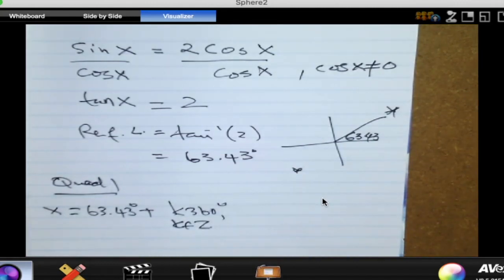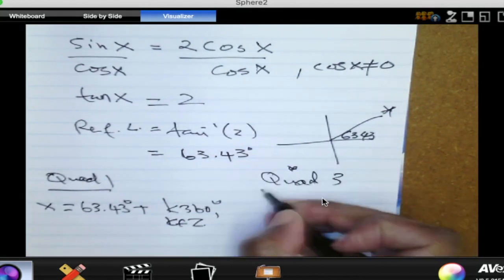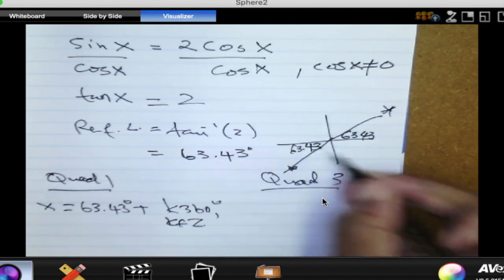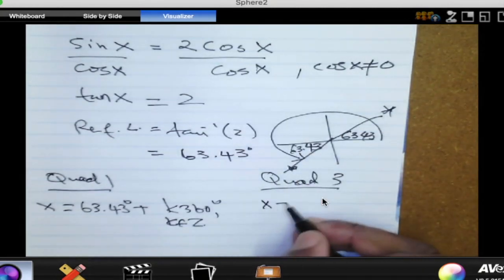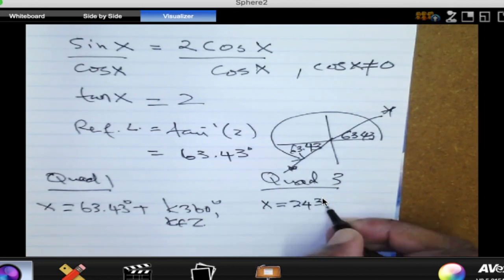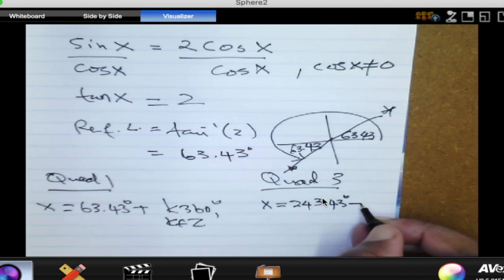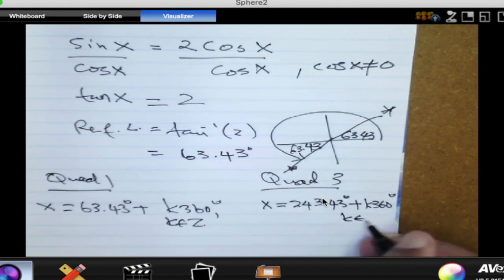That will be all. But from quadrant 3, remember that line is extended like that, and this is 63,43. So we are looking for that angle there. 180 plus. So yes, it's 180 plus 63,43. What do you get? 243,43. Okay, plus k 360, where k is an integer.